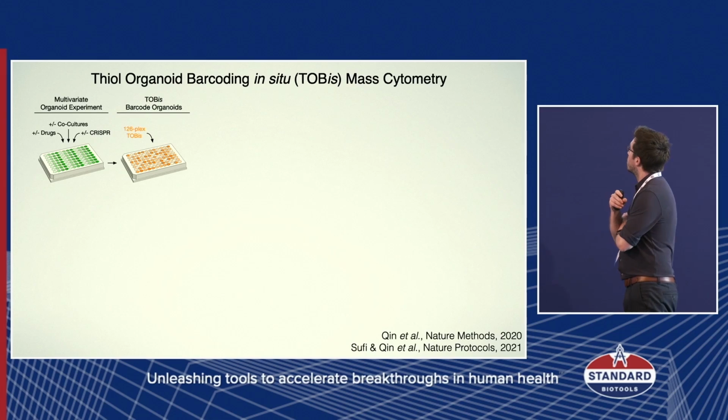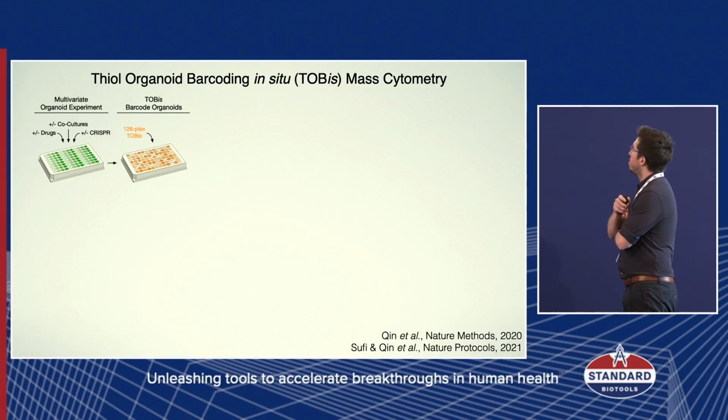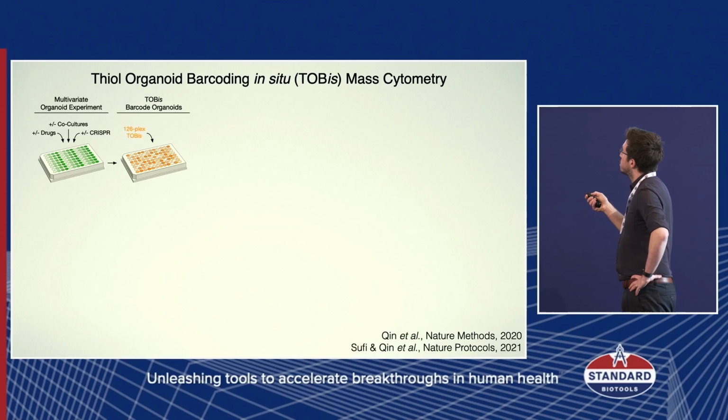So my lab developed a few years ago a technology we call thiol organoid barcoding in situ mass cytometry, so TOBIS mass cytometry. And it's basically a bit of a hack on traditional cytometry workflows, because we're not dealing with PBMCs or a nice suspension of cells. We've got cells grown in Matrigel in a 3D environment with lots of mess and complexity that comes with that. So what we do is we have a multivariate organoid experiment. This can have drugs, co-cultures, or CRISPR reagents, for example.